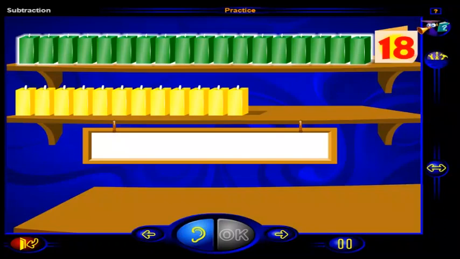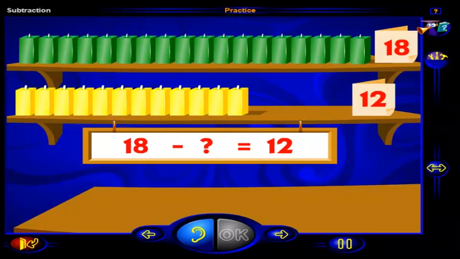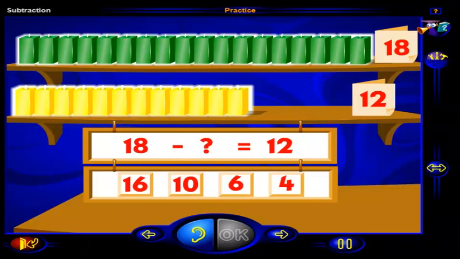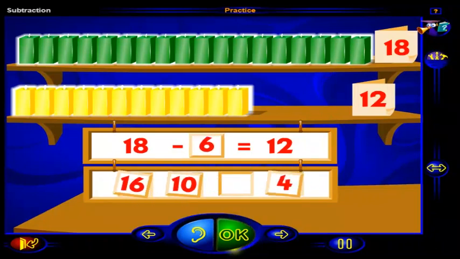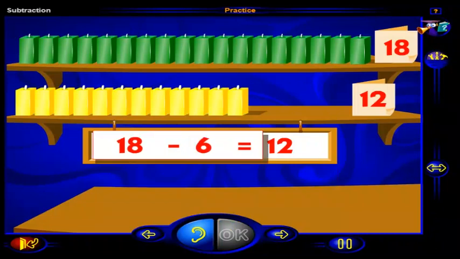There are 18 green candles on this shelf, and 12 yellow candles on this shelf. To find how many more green candles there are than yellow candles, we can find the number that you subtract from 18 to get 12. How many more green candles than yellow candles are there? Drag a number here, then click OK. That's right. 18 minus 6 equals 12.